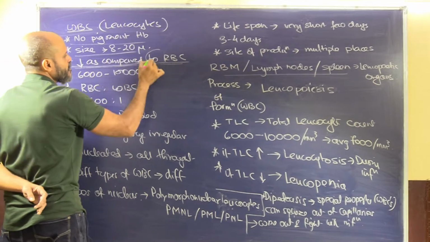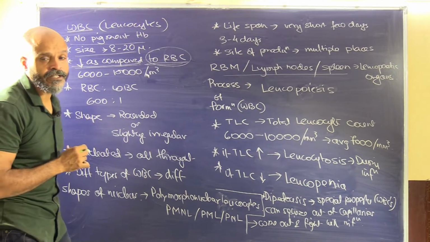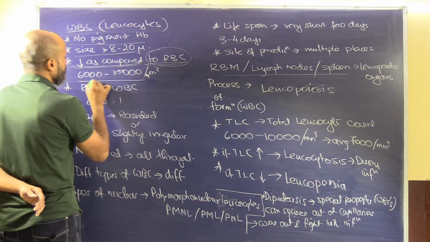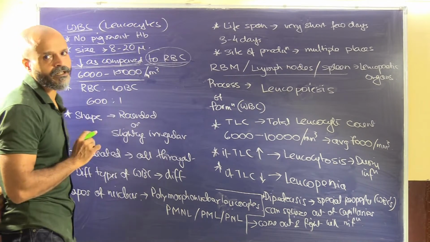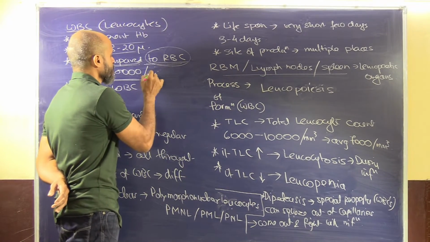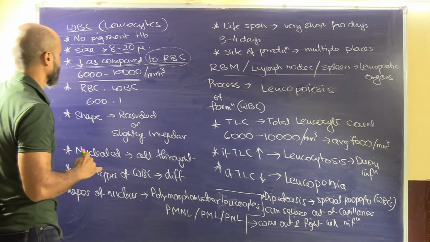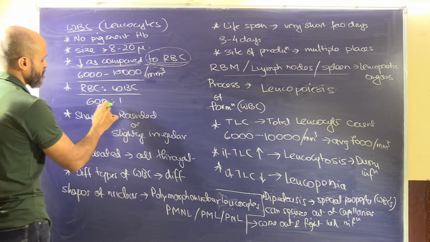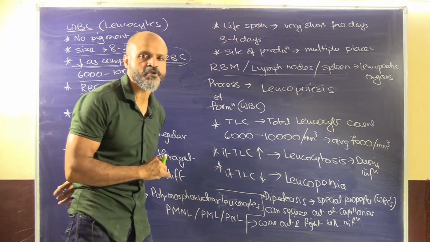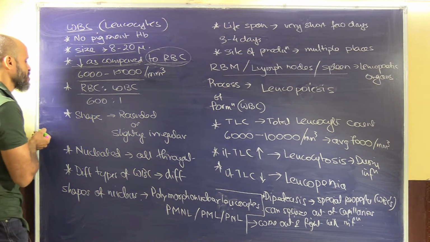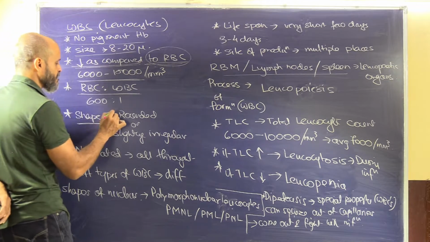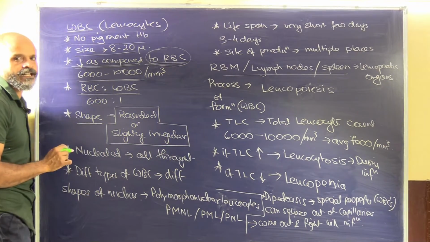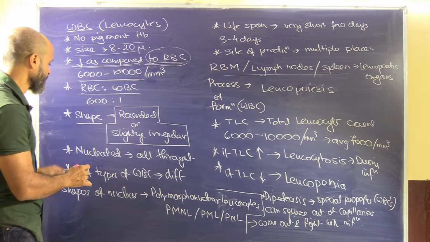As compared to the total RBC count present in blood, the count of leukocytes is very much less. This is around 6,000 to 10,000 per cubic millimeter of blood. So the RBC to WBC ratio will be approximately 6,000 to 1. Their shape is rounded or slightly irregular.